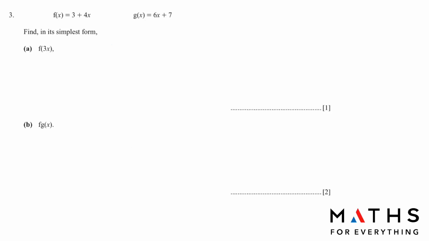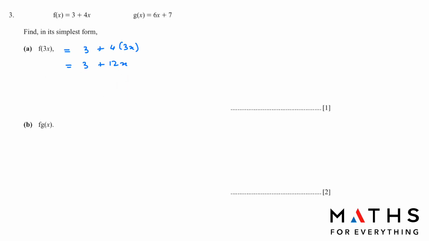Question number 3. f of x is equal to 3 plus 4x and g of x is equal to 6x plus 7. Find in its simplest form f of 3x. So we write down f of x, which is equal to 3 plus 4x. But in place of x, what are we going to substitute? 3x. So 3 plus 4, replace the x with 3x. Remember to put the bracket. And when we expand it, 4 multiplied by 3, 12x. We cannot simplify it further, so this is our answer.